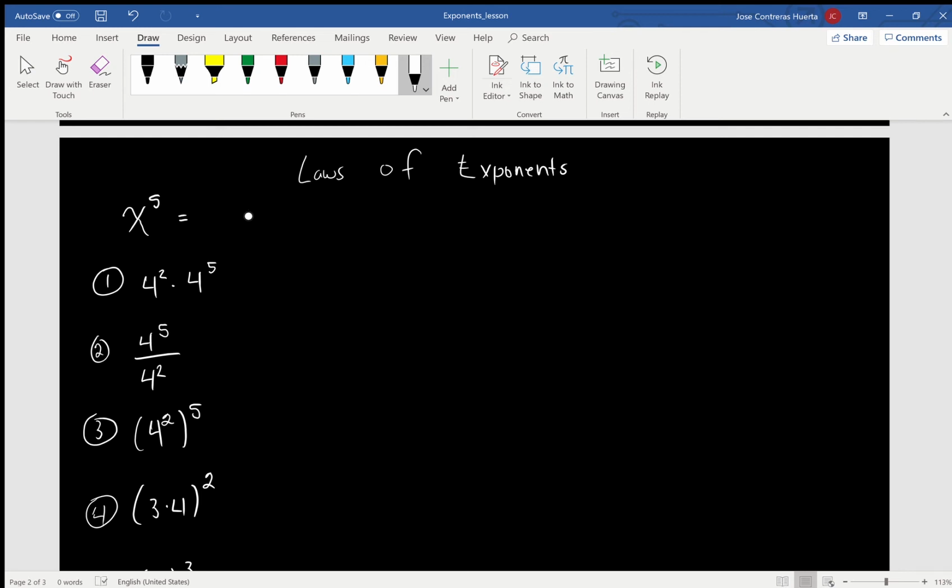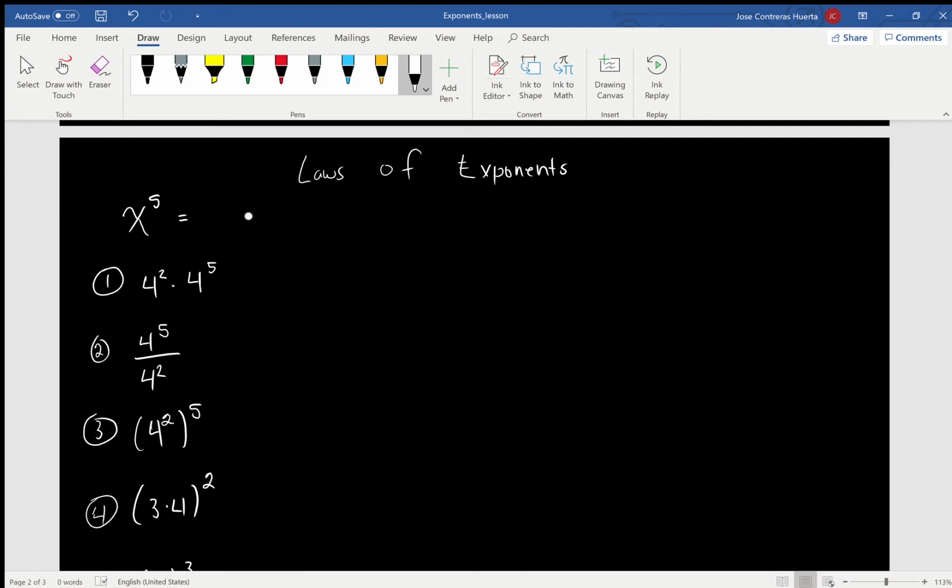Our goal for today is to recall the laws of exponents. Now, before we go into the examples that are going to help guide us through the different laws that exist, let's go over the basic definition. So what is x to the fifth power?